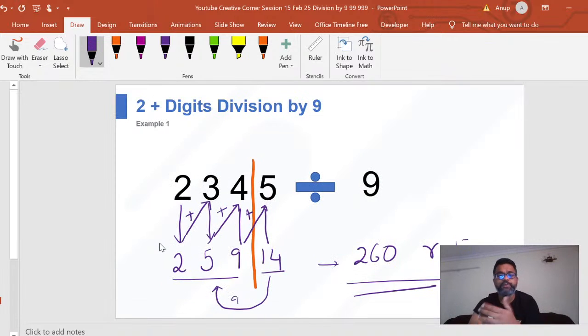Now, so I hope you understood division by 9. Very straightforward. All you're doing is bringing the first digit, then adding the subsequent digits. Then you got to remember where to draw that line. You have one digit in your divisor, so you will draw one line.